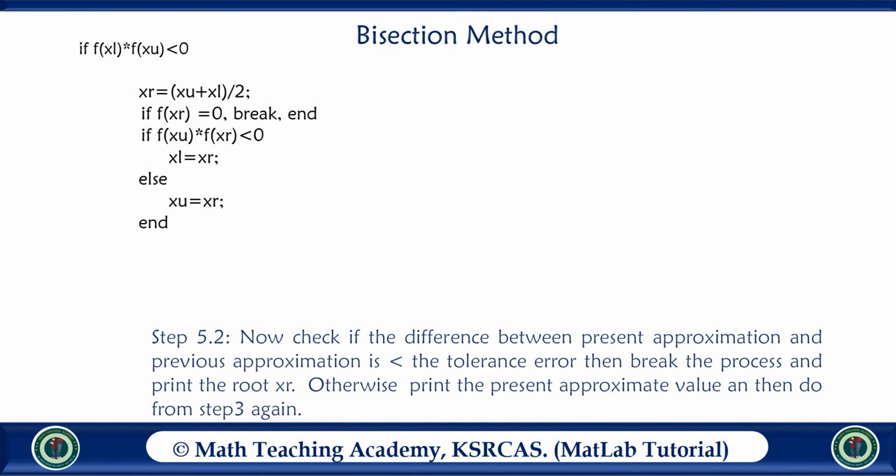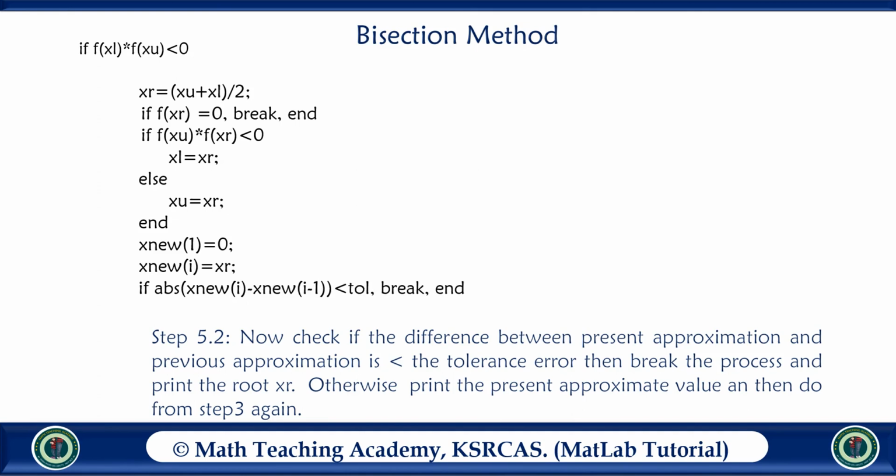Now check if the difference between the present approximation and the previous approximation is less than the tolerance error, then break the process and print the root xr. Otherwise, print the present approximate value and then do from step 3 again. So xnew of 1 is equal to 0 and xnew of i is equal to xr. This is the present approximate value of the root.